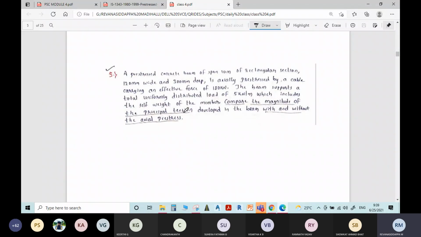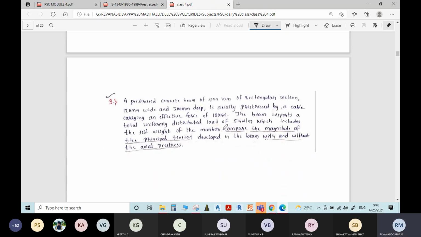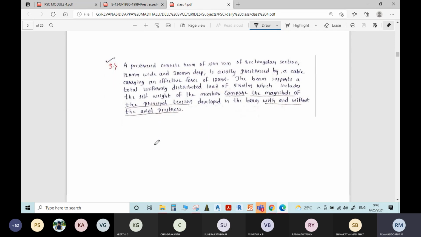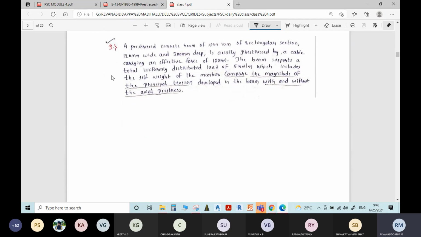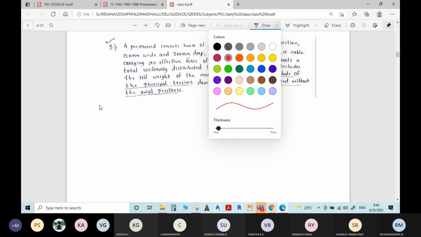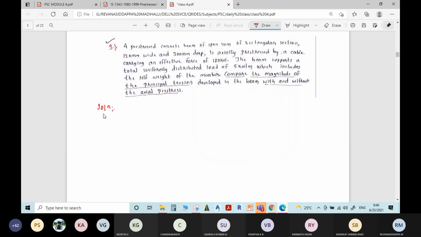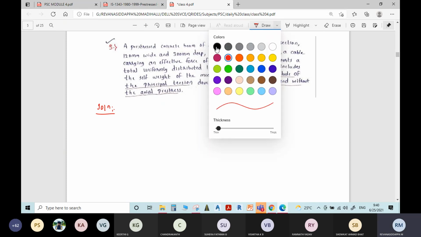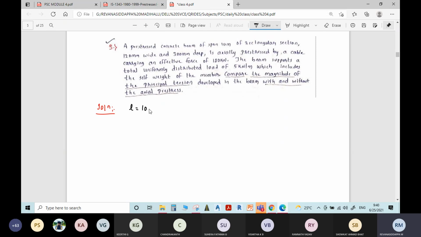You go through it. It is also a simple problem. A pre-stressed concrete beam of span 10 meter of rectangular section 120 by 300. I think same problem I copied. No, it is a different problem only. Dimensions were the same, that's why I got confused. A pre-stressed concrete beam of span 10 meter, length of the beam is given. Write in the given data, solution: L is equal to 10 meter, nothing but 10,000 mm.